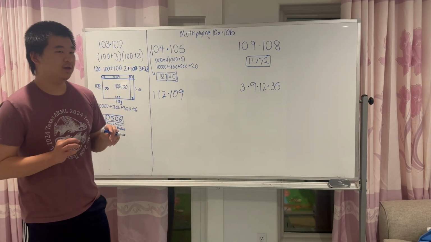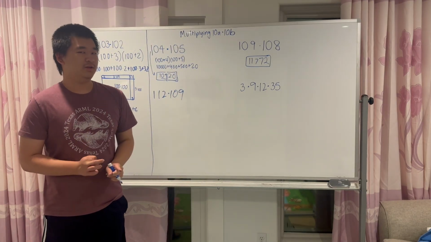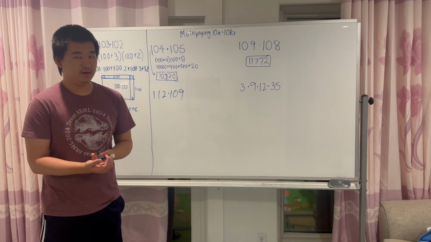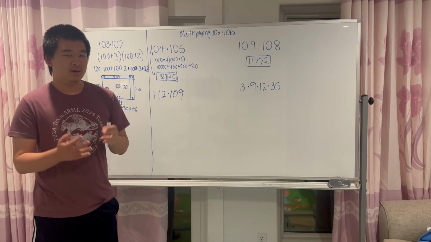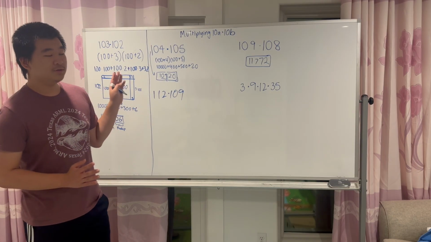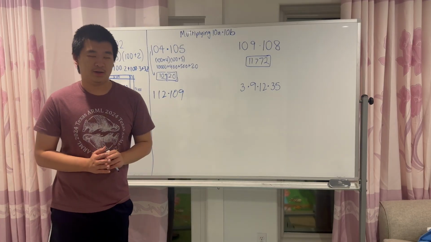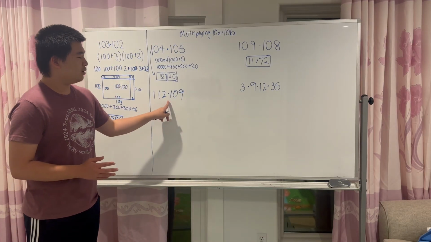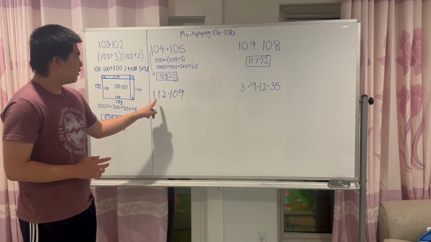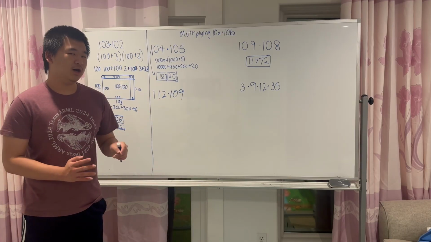But I will say, there is one small caveat to this. If you remember the 11 video, the 111 video, the 101 video, there's always going to be that caveat of what if we carry? And like all those other tricks, we will have to carry. For example, 112 times 109. If we multiply 12 times 9, what we'll get is 108.